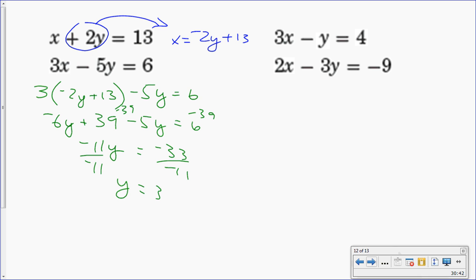Now, hey, stop for just 30 seconds. Once I found y right here, what am I looking for now? Okay, I know the y. So what would I substitute 3 into? The first equation, this one, or this one? That one. I'd use the revised one, right? Why? Because x is already by itself. Save yourself, let's work smart, not hard, right? Save yourself some time.